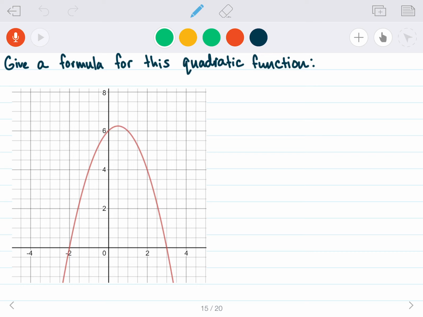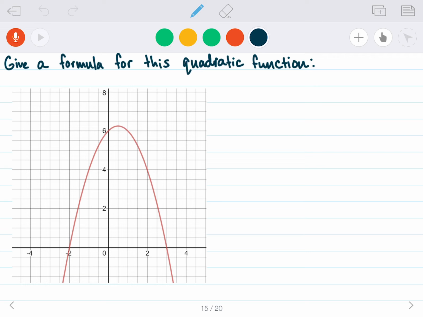Okay, so given what we know, let's give a formula for this quadratic function. So we have 2 tools at our disposal. We have standard form and we have factored form so far. Now, when you're trying to give a formula for a quadratic function, you don't want to use standard form because there are too many variables to worry about. You're not going to be able to get what you need. So we're going to use factored form.